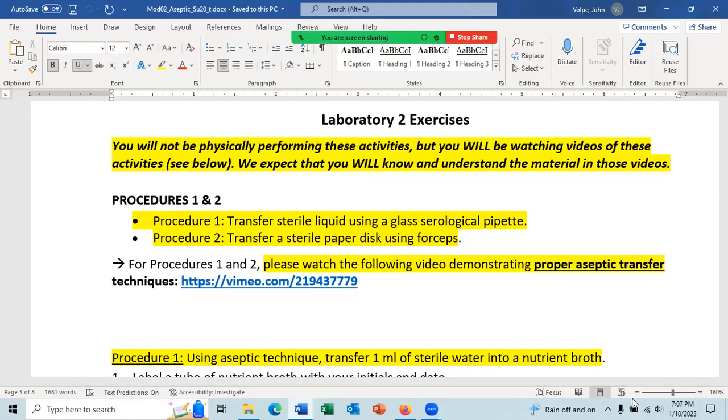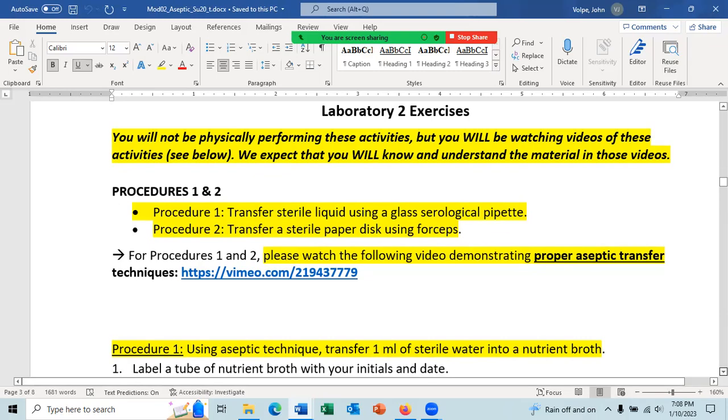In procedure 1, you're going to transfer a sterile liquid using a glass serological pipette. In procedure 2, you're going to transfer a sterile paper disc into a tube using sterile forceps. So we have a link for you to watch a video demonstrating proper aseptic transfer. So watch that before you do the lab.